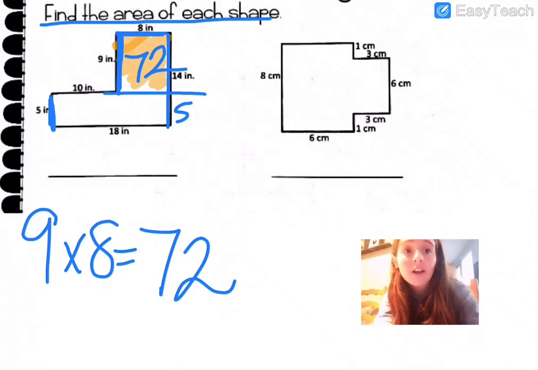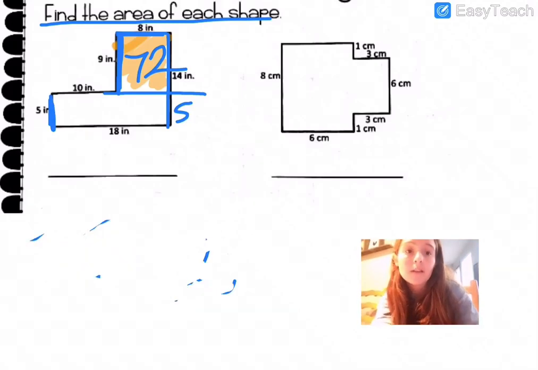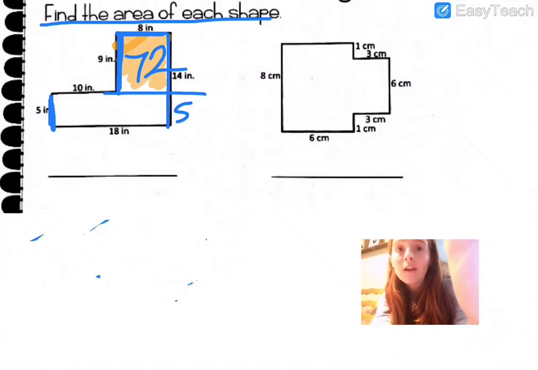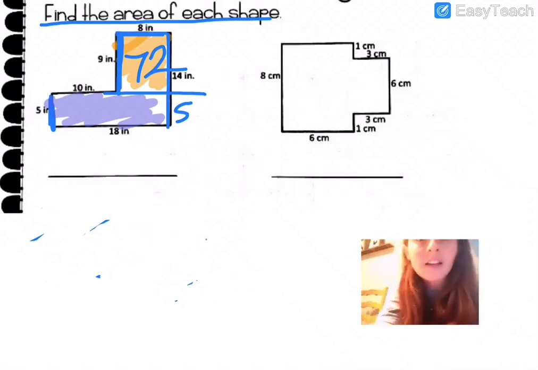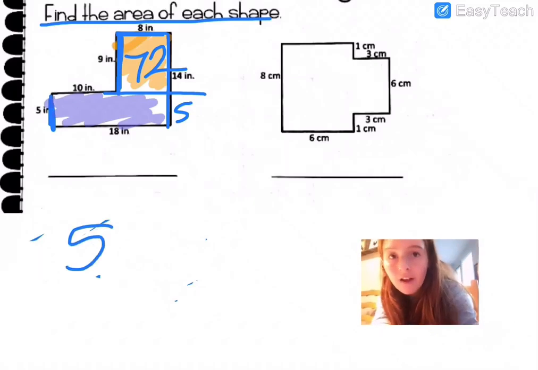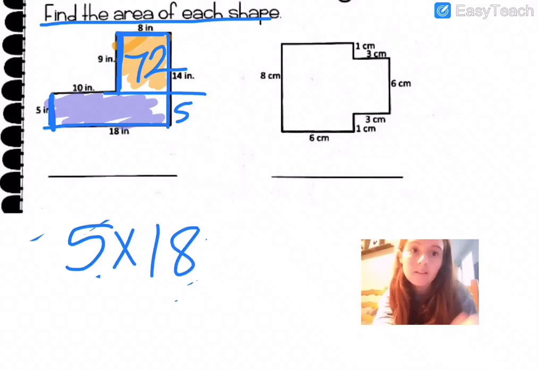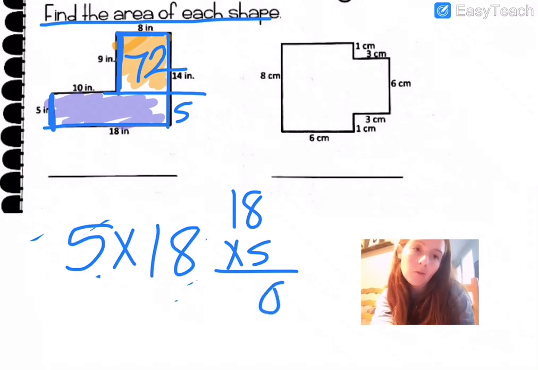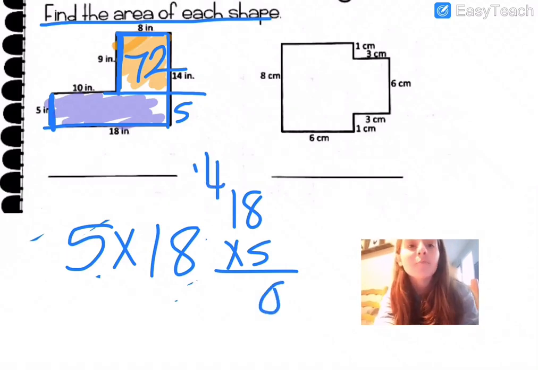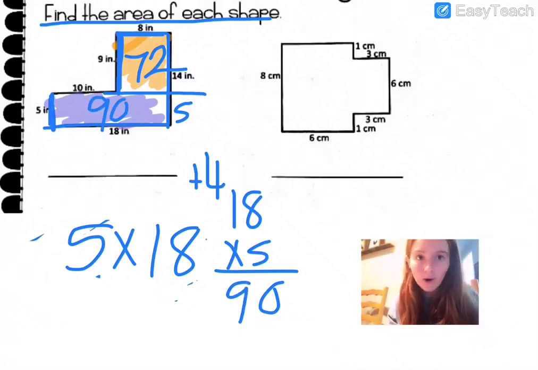Now we need to find the area for the other part of the rectangle. So let me go ahead and erase this. We want to find now this part. We're trying to find the area right here. So I need to find my length, which in this case is 5, and we're going to multiply that by my width, which is 18. I'm going to put it vertically like this. 8 times 5 is 40, carry the 4. 1 times 5 is 5. 5 plus 4 is 9, so it's 90 square inches in the purple part of my figure.